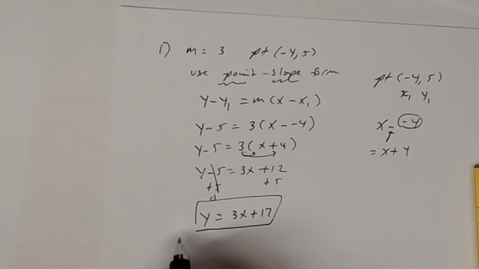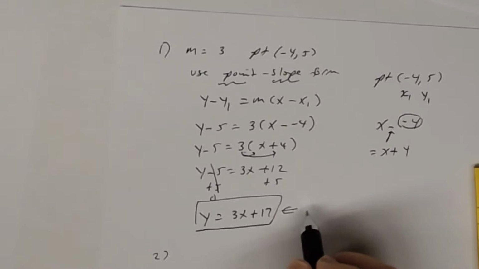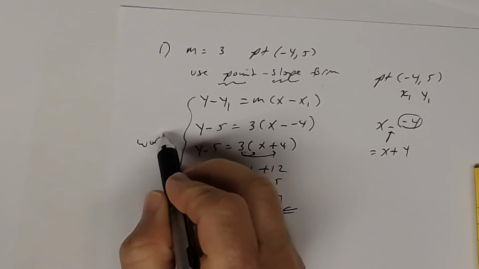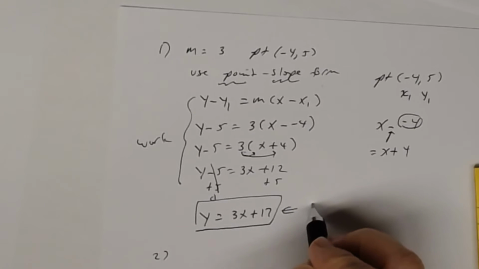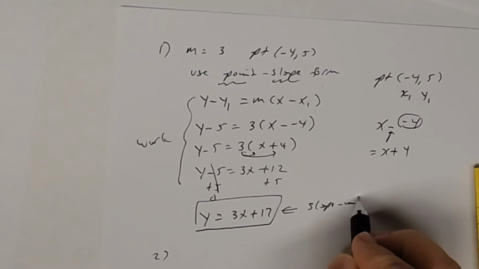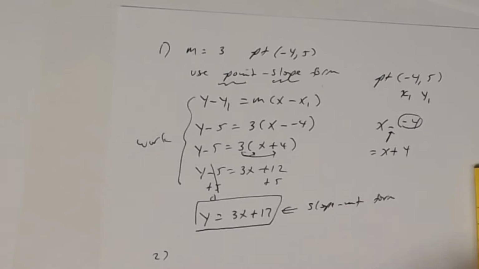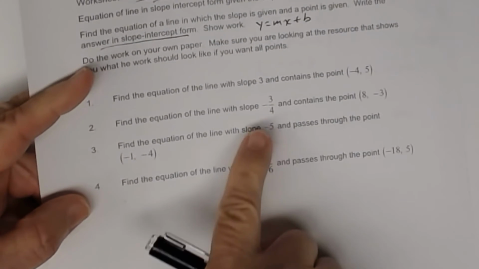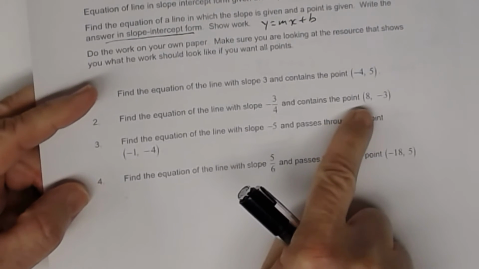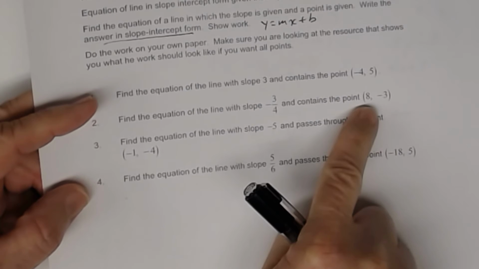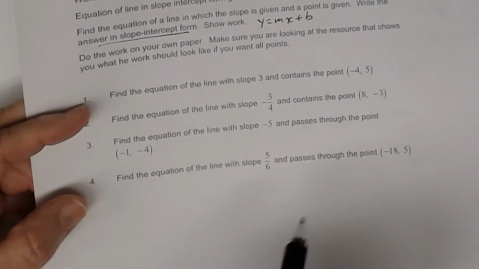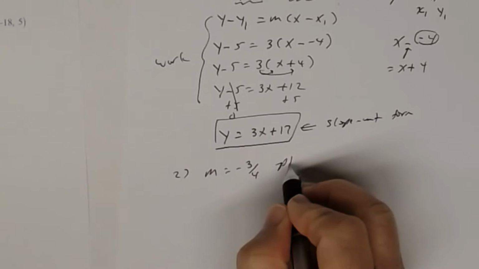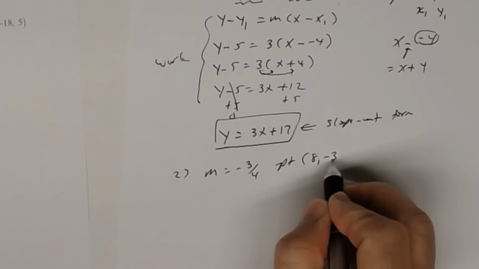All right, let's look at number 2. And remember that this is your answer. So this is your work. This is the work right here. And then this is your answer in slope-intercept form. All right, number 2. This time the slope is negative 3/4, and the line contains the point 8, negative 3. So the slope is negative 3/4, and the point is 8, negative 3.